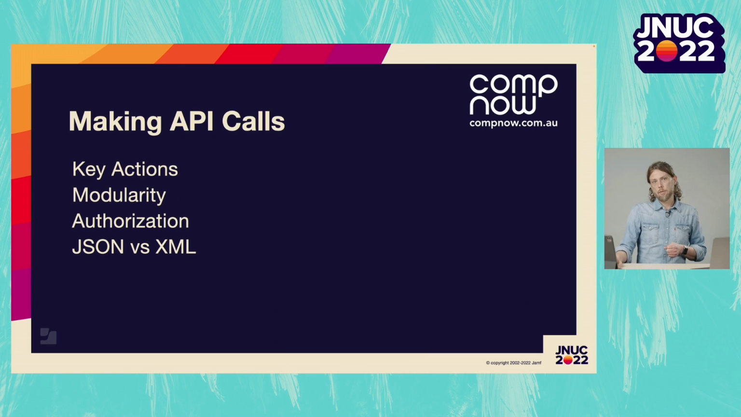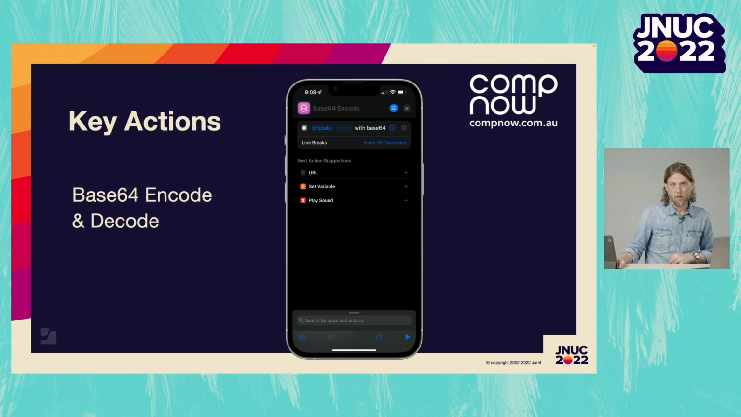So, making API calls. I'm going to cover off some of the key actions to do it. Talk a little bit about modularity, which is very important from my point of view. I'm going to chat a little bit about the authentication and authorization side of things, and then a little bit about JSON versus XML. So, key actions. I'm running through these not necessarily in order of importance, but order in which you would use them in your shortcuts. So, Base64 encode and decode.